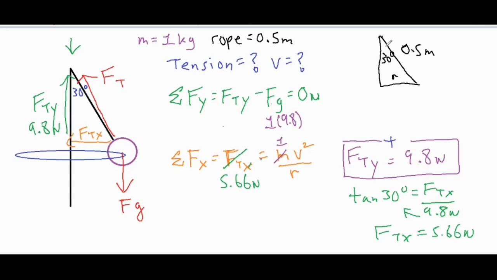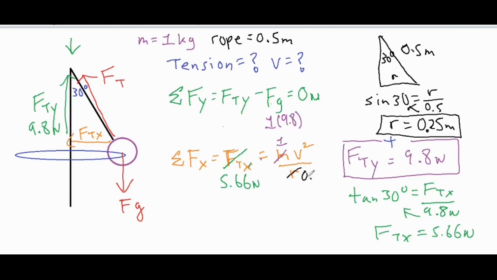So we want the opposite side, and we have the hypotenuse. So we're going to go ahead and use the sine of 30 degrees, and then that's going to equal the opposite over the hypotenuse. And then again, multiply both sides by 0.5, and then that's going to leave us with the radius of 0.25 meters. All right, so it looks like we have everything we need now because this one is 0.25 meters.